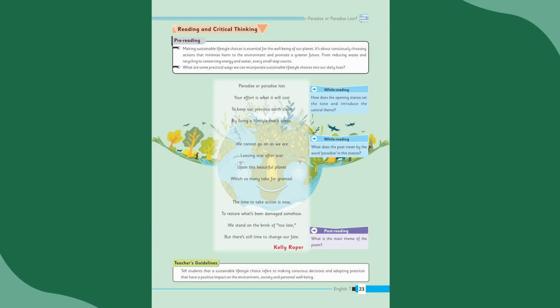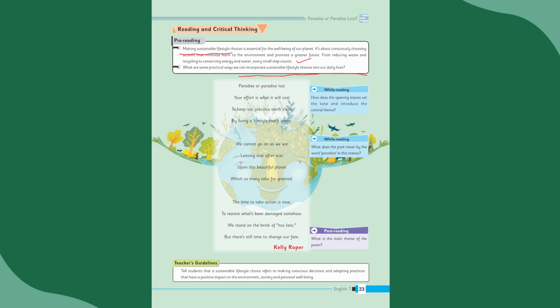Let's read the pre-reading first. Making sustainable lifestyle choices is essential for the well-being of our planet. It's about consciously choosing actions that minimize harm to the environment and promote a greener future. From reducing waste and recycling to conserving energy and water, every small step counts. What are some practical ways we can incorporate sustainable lifestyle choices in our daily lives?